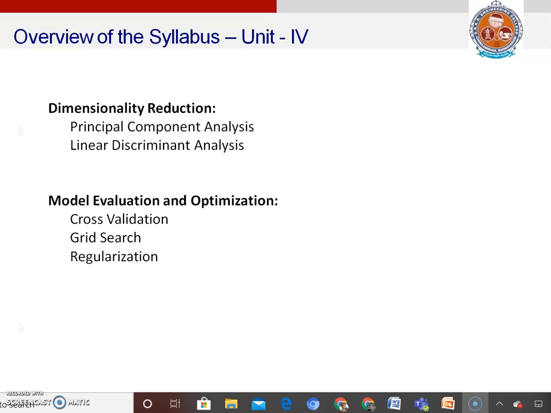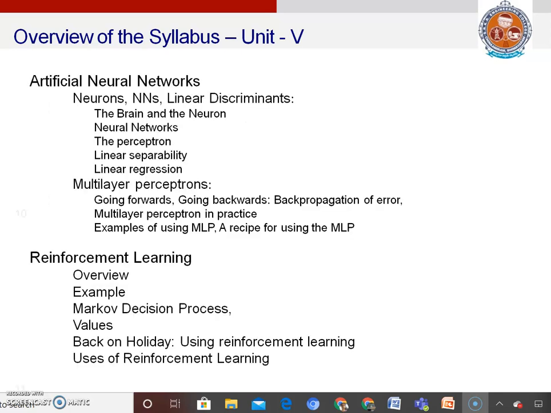Then we learn about model evaluation and optimization using cross-validation techniques, grid search, and regularization methods. In the last unit, we are going to discuss artificial neural networks.